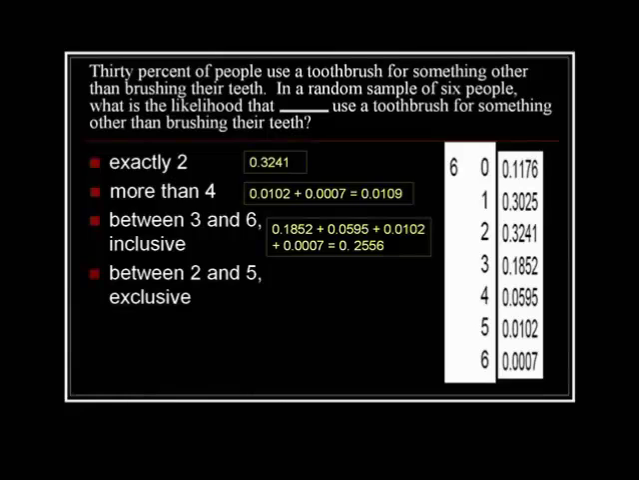Now between 2 and 5 exclusive, that means don't include the 2 and the 5. So we're going to again start with 3, which is 0.1852, and then go down to 4, which is 0.0595. So we've got everything between 2 and 5, but not 2 and 5 because we're excluding those. So it's really just the probability of 3 and 4. Adding those together, we got 0.2447.